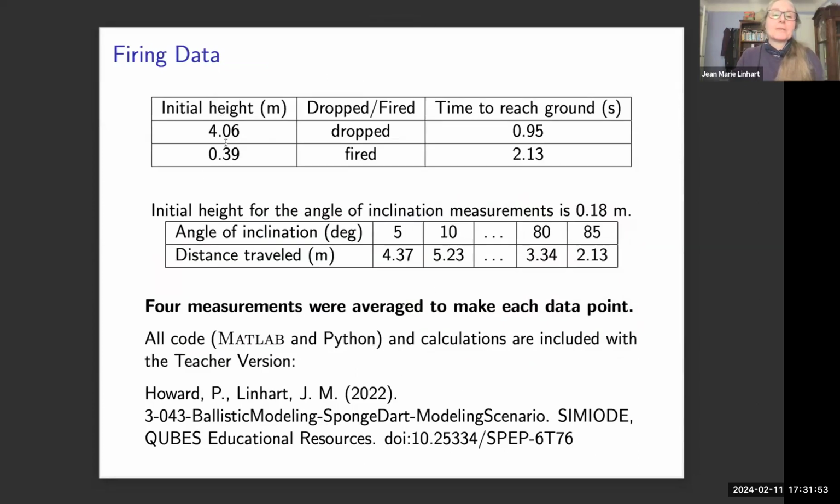So you see they've got some data here for when the dart was dropped from about 4 meters and fired upward from 0.39 meters. Then they have data with respect to angle. So at an angle of 5 degrees, they got a distance measurement, 10 degrees, so on, all the way up to 85 degrees. Each of these data measurements represents 4 actual measurements that were then averaged together to get the final measurement. All code, both in MATLAB and Python, and calculations for this modeling scenario are included with the teacher version for the modeling scenario, so those are certainly available.